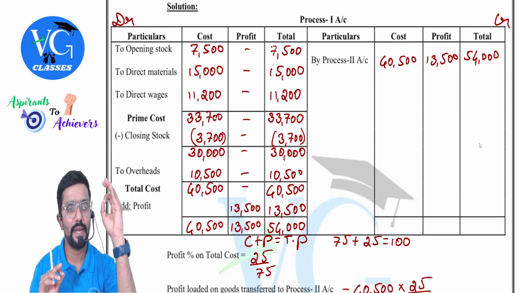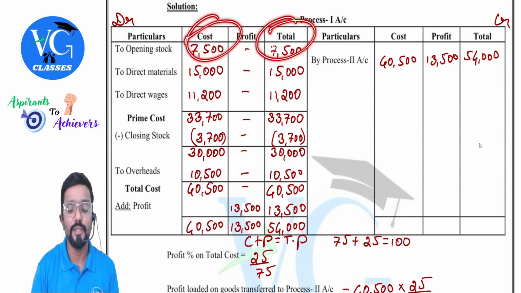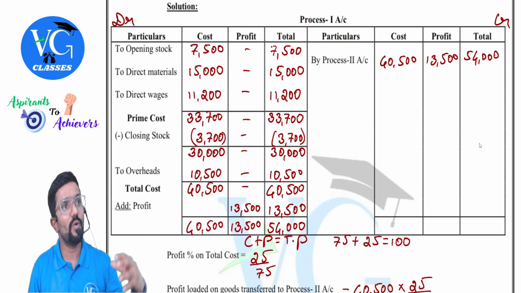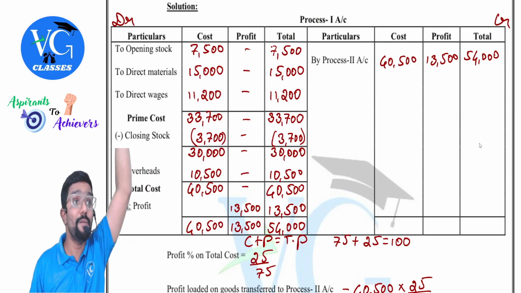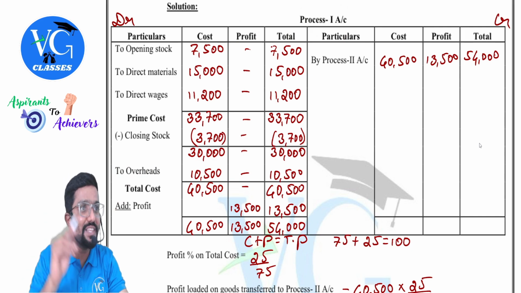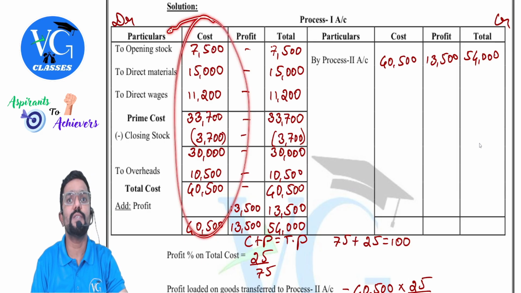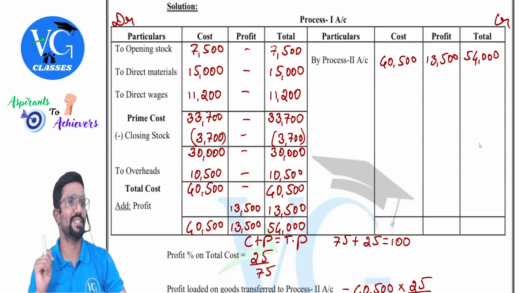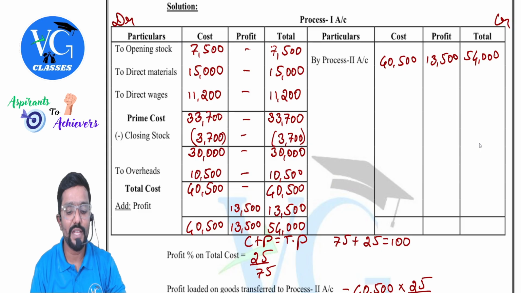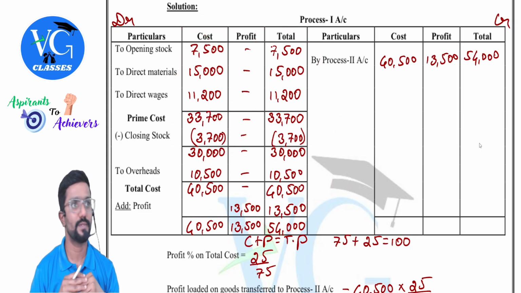Clear? Guys, think like this. This is the cost to the company as a whole, whereas this is for the process. Will the process know what is the profit added by the previous process? No, they will not know. But will top level management know it? Yes. So for the company, if I ask you what is cost, it is this. For the process, if I ask you what is the cost, they will believe that this is their cost. Clear? So the cost column stands for the company, whereas the total column stands for the process.